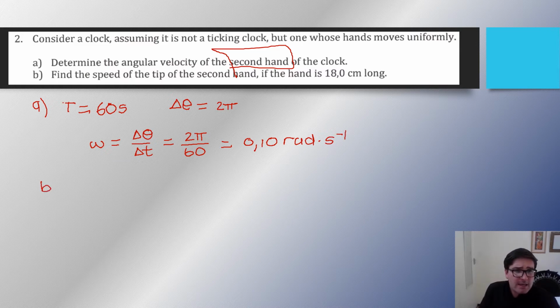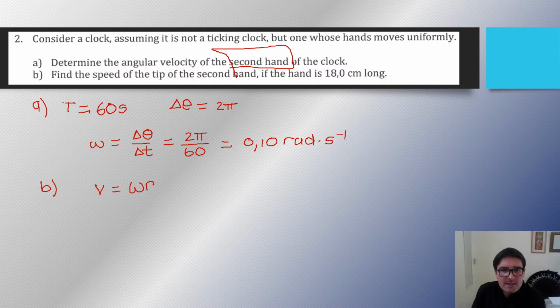Now, question B says find the speed of the tip of the second hand. That would be our tangential speed, if the hand is 18.0 centimeters long. Once again, the relationship between our linear speed and our angular velocity is indicated by this formula. Now, this is where it becomes quite tedious doing calculations with significant figures. In the previous one, I rounded to 2 decimals.